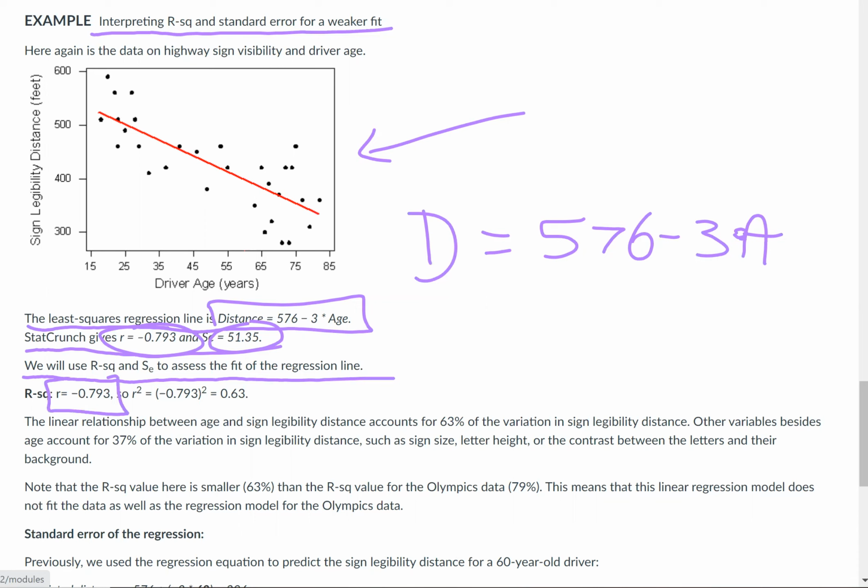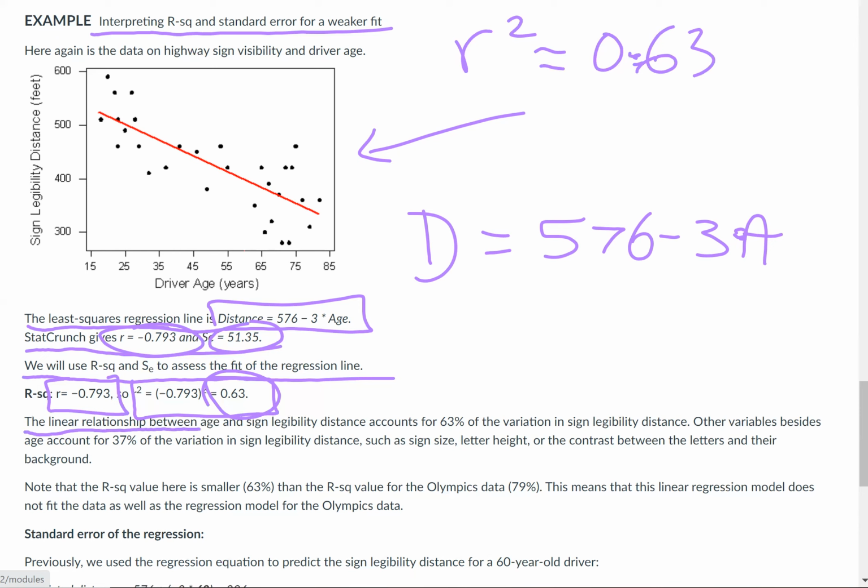First, R was negative 0.793. So that means if I square it, r squared is about 0.63, which is fairly good, but not as good as the previous example, which was 0.79. The closer you are to 1, the better the relationship is.